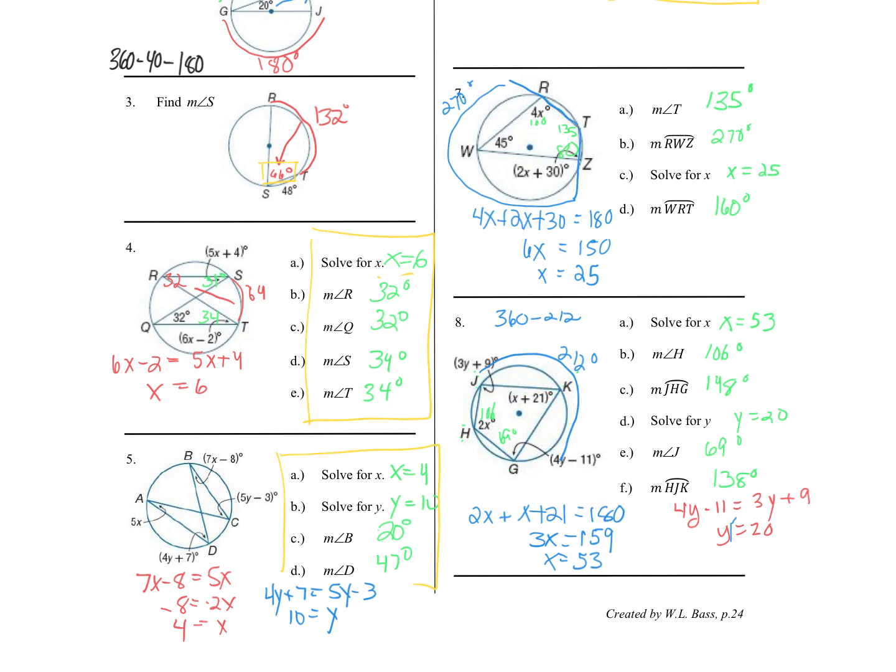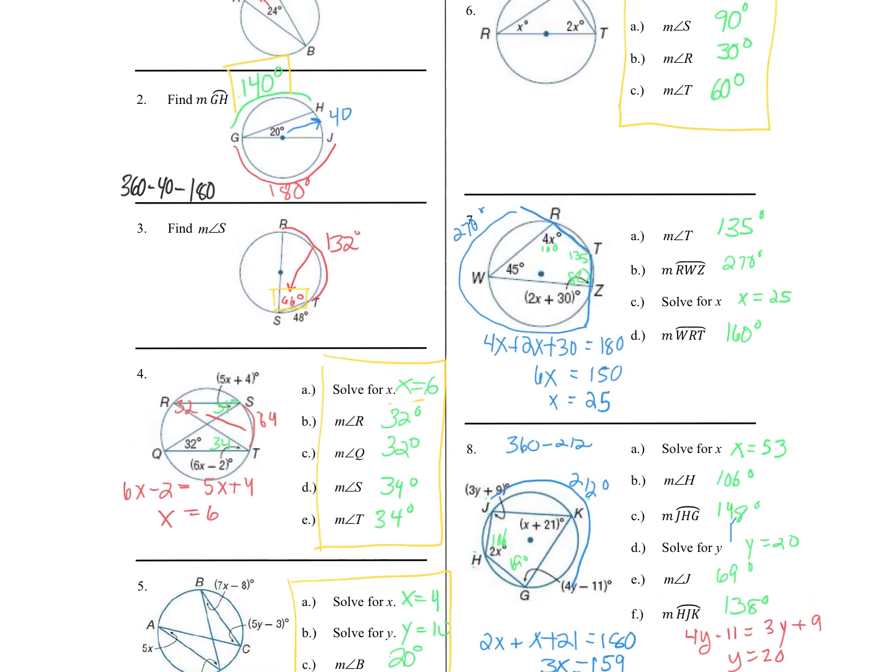If we look at this angle, 4x plus 7, that's going to be equal to 5y minus 3. That's my equation there. I get that y is equal to 10. And then it asks me for the measure of angle D. Angle D here is going to be 4 times 10, which is 40, plus 7 gives us 47. All right, let me move this up.